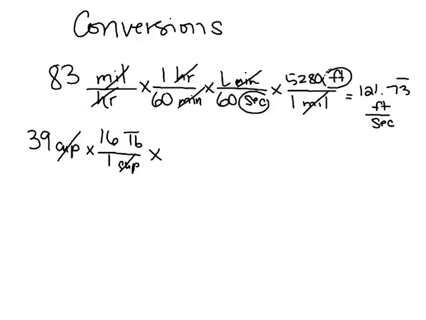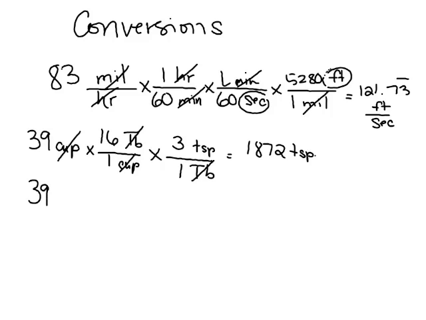And then I can go from tablespoons to teaspoons. 1 tablespoon is 3 teaspoons. So then tablespoons cancels. Calculator. 39 times 16 times 3 equals 1,872 teaspoons in 39 cups. How many gallons is that?